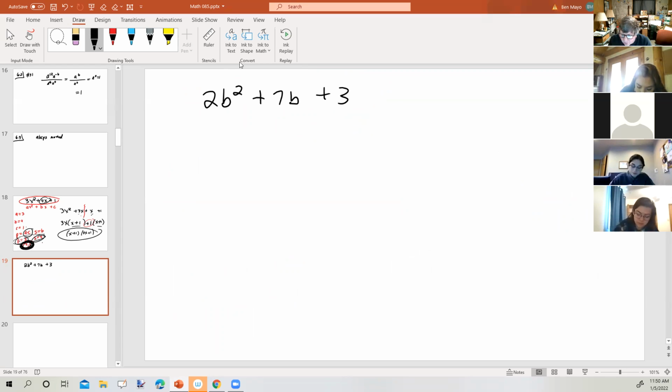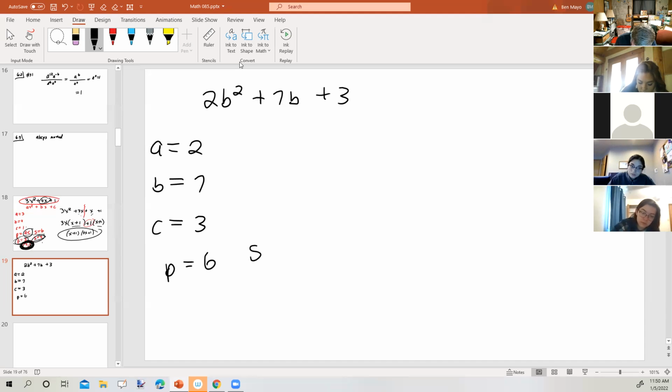Now, careful, this polynomial contains the variable b. That's not the same b as this one, okay? Those refer to the coefficients. So this is 2, 7, and 3. The product is 2 times 3, which is 6. The sum is B, which is 7. And you can see why I call it the ABCPS method, hopefully.